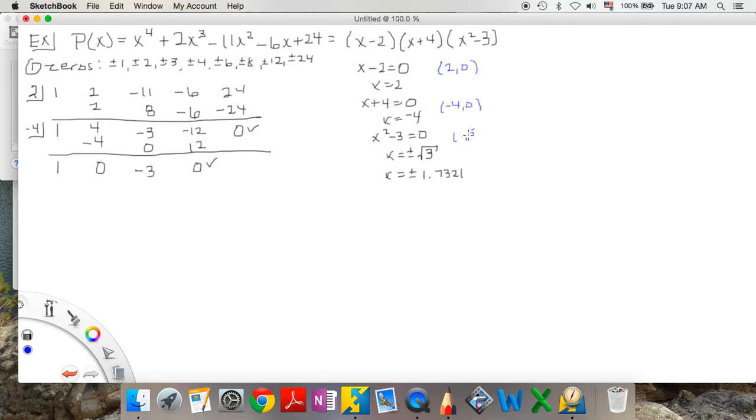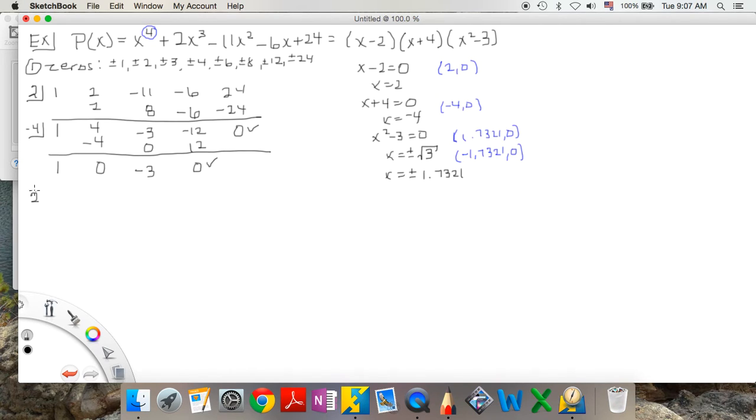So we have the point (2, 0), the point (-4, 0), and, let's put it in decimals, the point (1.7321, 0) and (-1.7321, 0). All right, so we've got all real zeros in this case. Remember, whatever the degree is, that's how many zeros you're going to have. And in this case, they are all real, so that works out nicely for us.